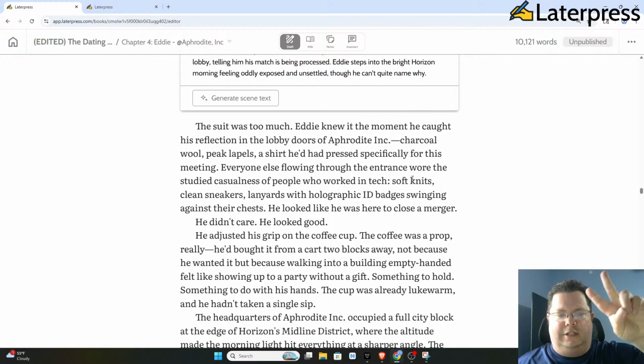Soft knits, clean sneakers, lanyards with holographic ID badges. Again, it did the 3.